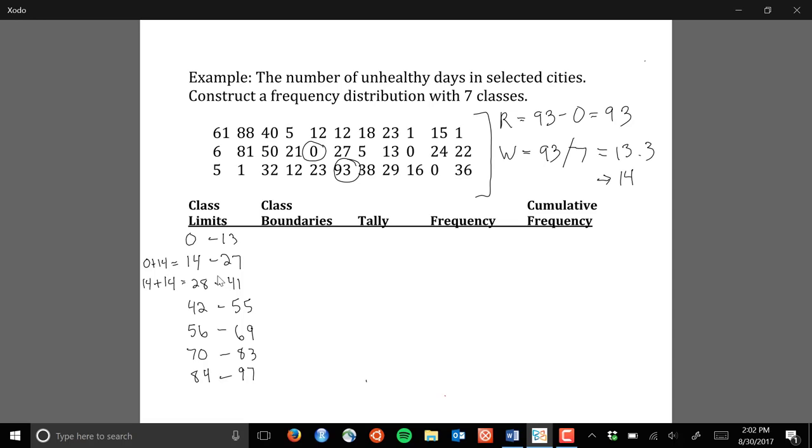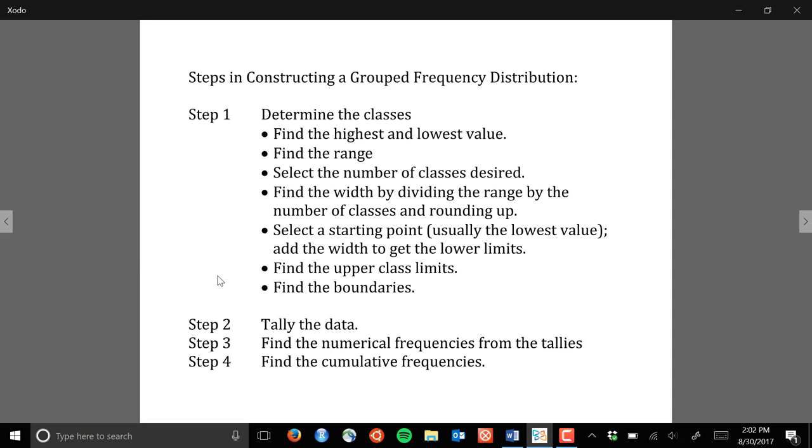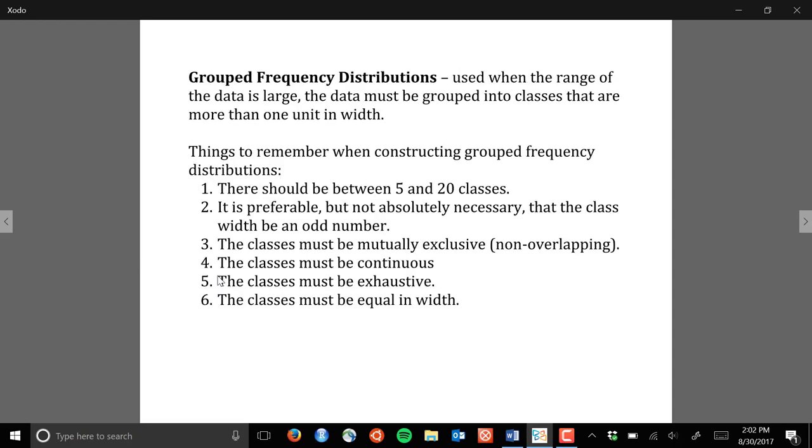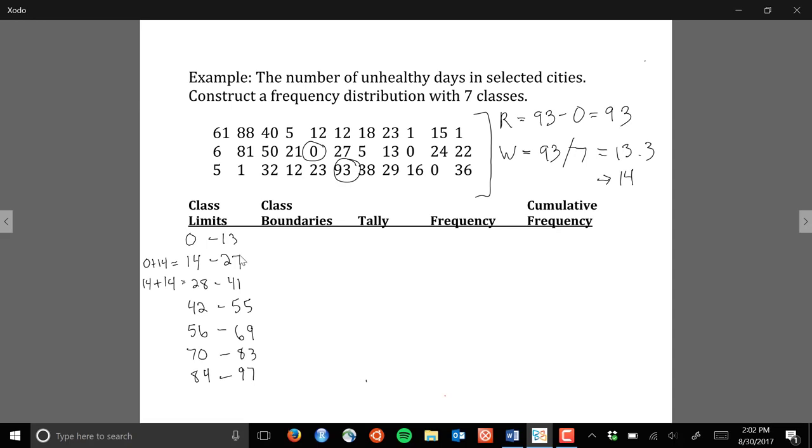So now that we have our class limits, we need to compute the class boundaries. You may remember when we described the frequency distribution that we need to make sure that there are no gaps between the classes. And if we look at the class limits that we've created, there are gaps between each of the classes. There's clearly a gap between 13 and 14, between 27 and 28, etc. And so we need to figure out essentially the midpoint between the different classes, and those are going to be the class boundaries. So the class boundary between the first class and the second class is going to be the average or the midpoint between 13 and 14.